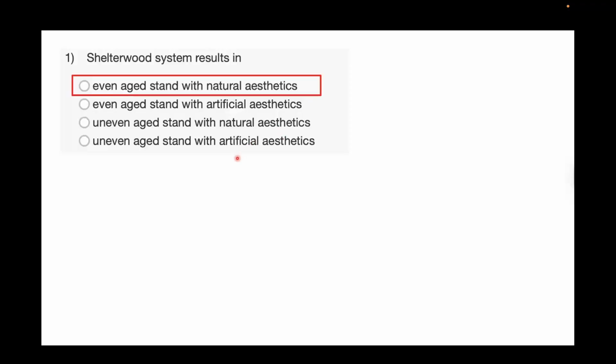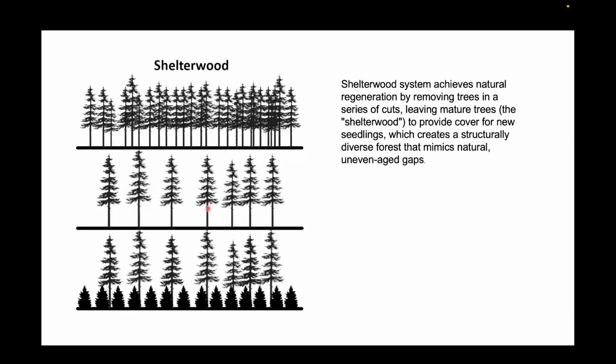Now let us understand what the shelterwood system is. In a shelterwood system, we can achieve natural regeneration by removing trees in a series of cuts, leaving mature trees, which are the shelterwood, to provide cover for new seedlings. This creates a structurally diverse forest that mimics natural gaps in the forest. Just understand this.